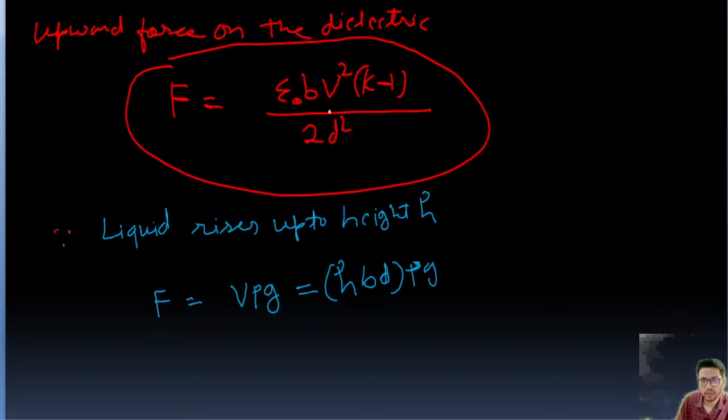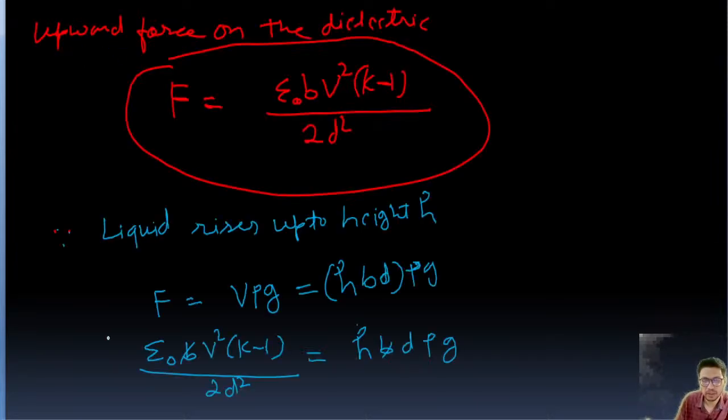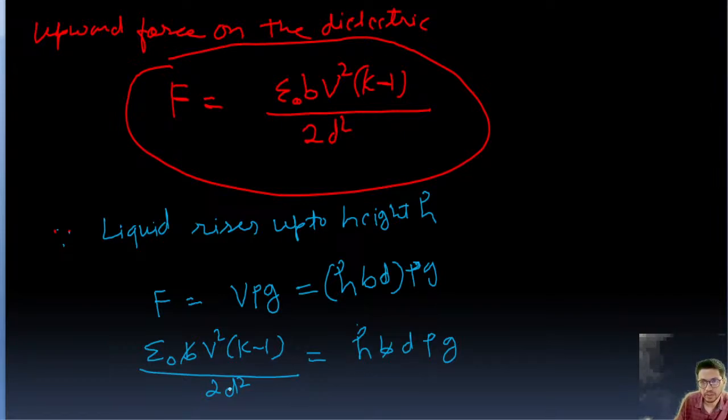Okay, now the value of f is this, so this will be equal to this, right? So this is epsilon 0 b v square. It's just a formula-based question, guys. You need to know this formula and you can easily solve it. d square equals h b d rho g, and b will get cancelled. So from here the value of h is going to be epsilon 0 v square (k minus 1) upon this one, and these will go in the denominator, right?